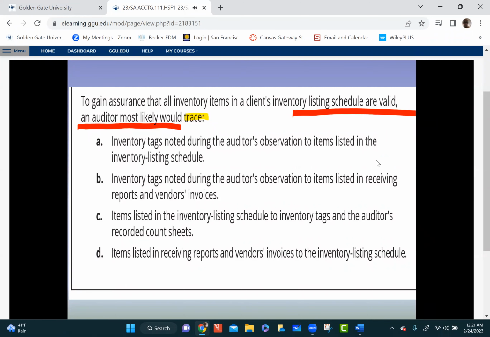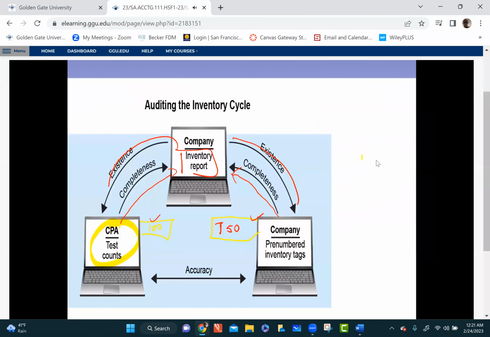So let's take a look back now. What this one is saying is you took the inventory tags and you took them back to the inventory listing. That's completeness. If you go from the inventory tags back to the listing, that's the completeness assertion. We're trying to test the existence assertion. If there's something listed on this inventory sheet, is it valid? Does it exist?